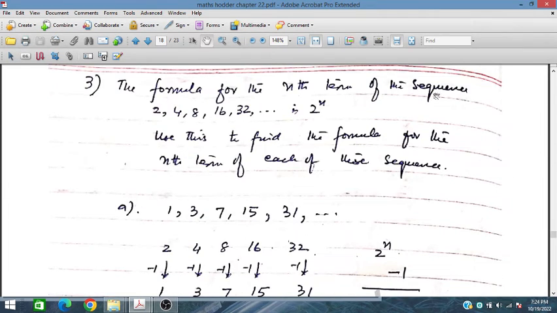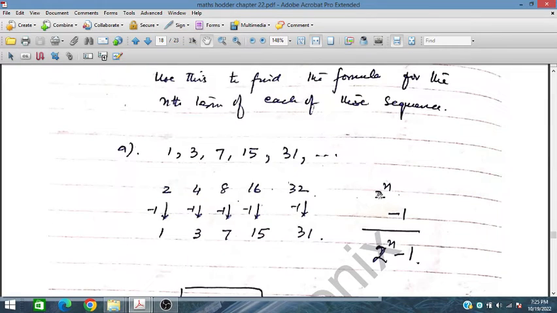The formula of the nth term of the sequence 2, 4, 8, 16, 32 is 2 power n. Use this to find the formula of the nth term of each of these sequences. So this is 1, 3, 7, 16, 31. We can say this is 2, 4, 8, 16, 32. Subtract 1 to get 1, 3, 7, 15, and 31. So this is 2 power n: 2 power 1 is 2, 2 power 2 is 4, 2 power 3 is 8, 2 power 4 is 16, 2 power 5 is 32, 2 power 6 is 64. So this is okay. So solved, 2 power n minus 1.